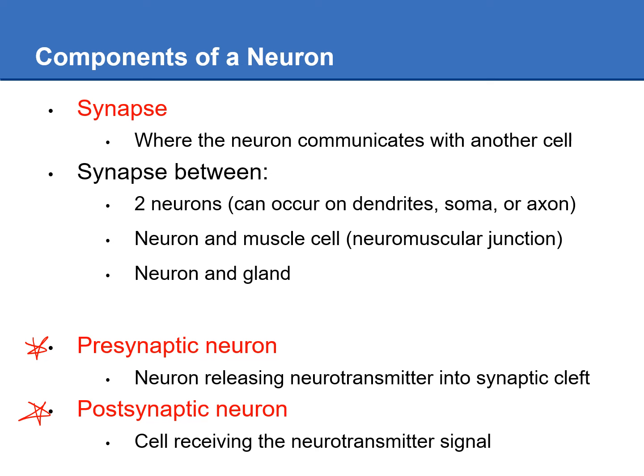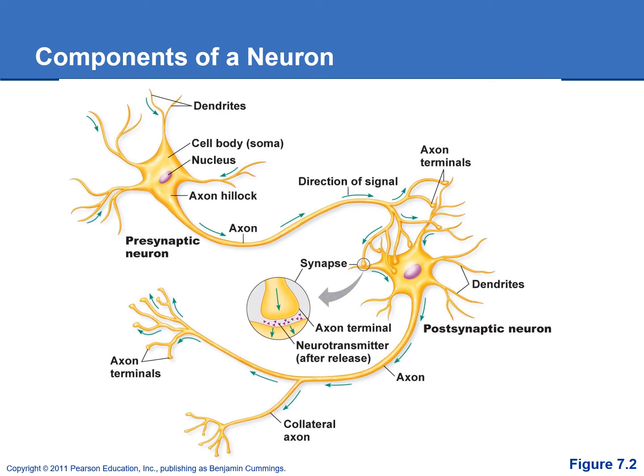So let's just take a look at some pictures here. So we have our synapse here that we're referring to, and the neuron that is before the synapse, that's your presynaptic neuron. And the neuron that is after the synapse, that is your postsynaptic neuron. So those are two very important terms to keep track of.